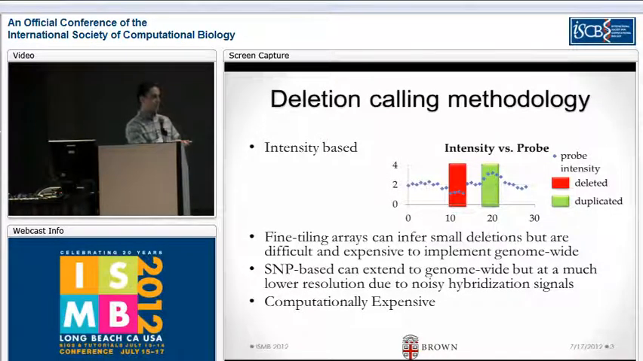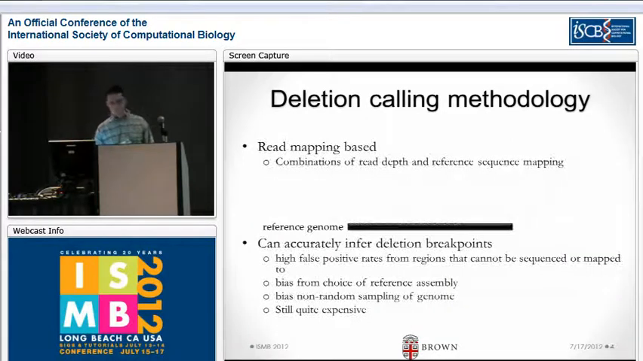They do extend genome-wide for many individuals, but they have much lower resolution than the fine tiling arrays, and they have difficulties finding small deletions because you need a lot of probes, and the intensity signal is very noisy. These algorithms are also very computationally expensive to run on a GWAS data set.